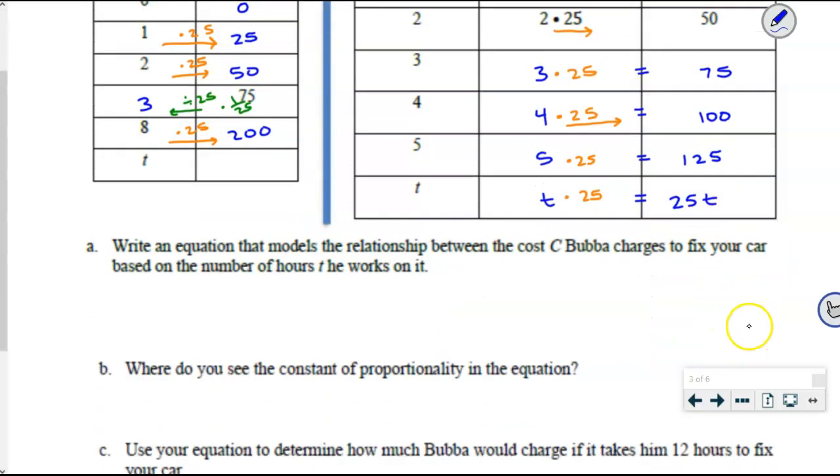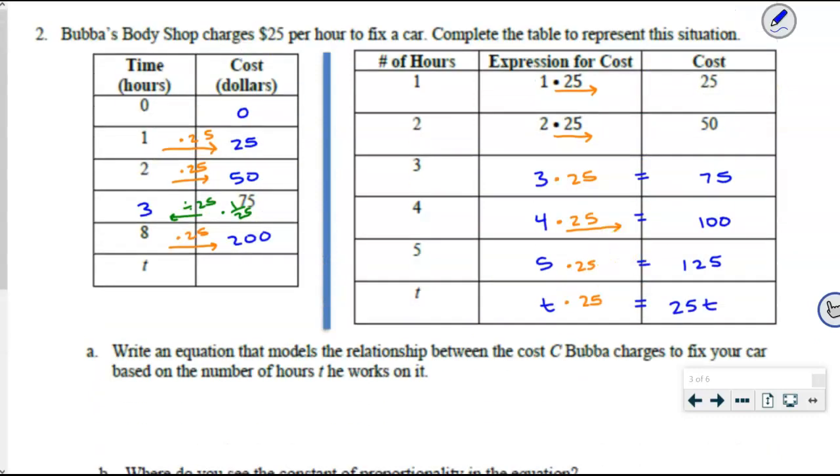you can still write t times 25, but we would probably be better off to write it 25t. So part A says write an equation that models the relationship between the cost C that Bubba charges to fix your car based on the number of hours T that he works on it. So now we know what these labels are going to be. This column, you can see the T down here. I'm also going to label it T.